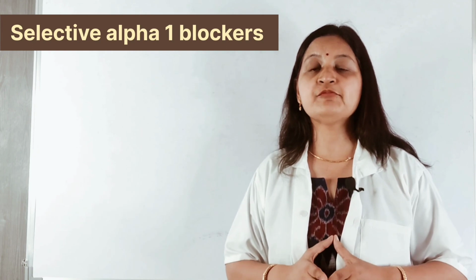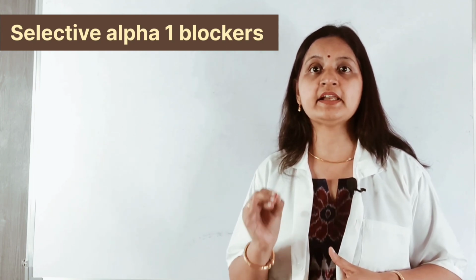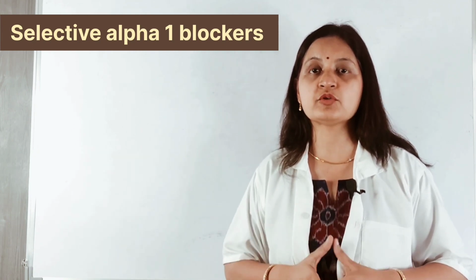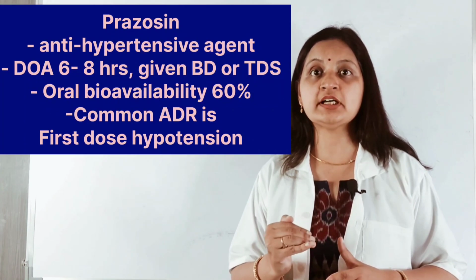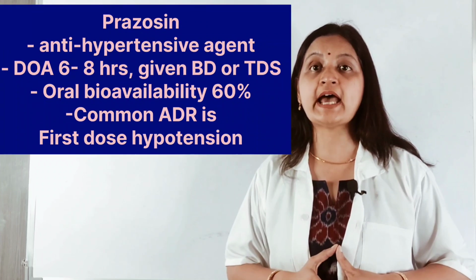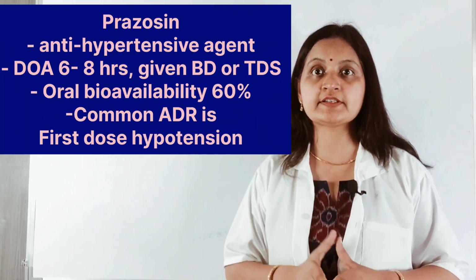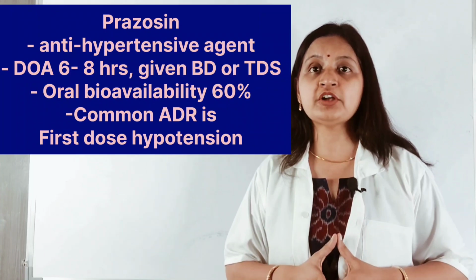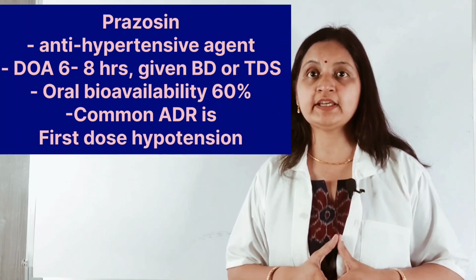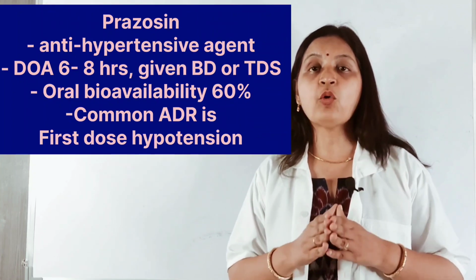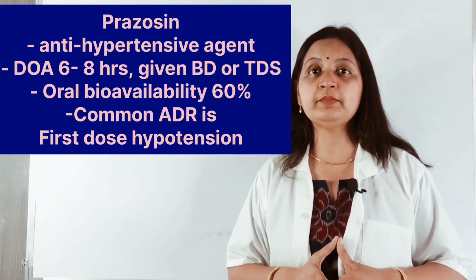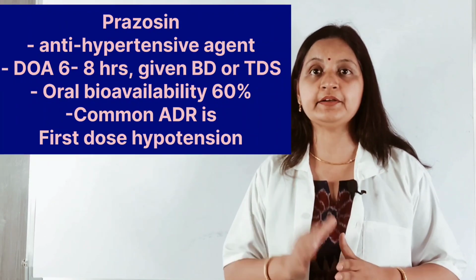The alpha-1 selective blockers are prazosin, terazosin, doxazosin and tamsulosin. Prazosin is a highly potent drug and has selective action on alpha-1 receptors of the blood vessels, causing a fall in blood pressure, and therefore they are commonly used as antihypertensive agents. Prazosin has a duration of action of 6 to 8 hours, therefore they can be given twice daily or thrice daily. They have good oral bioavailability and the bioavailability is about 60%.